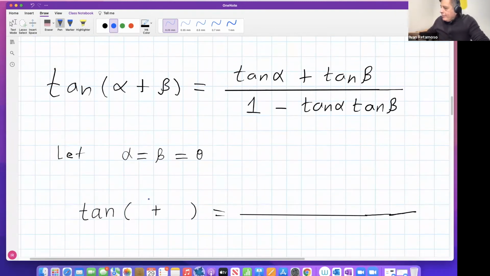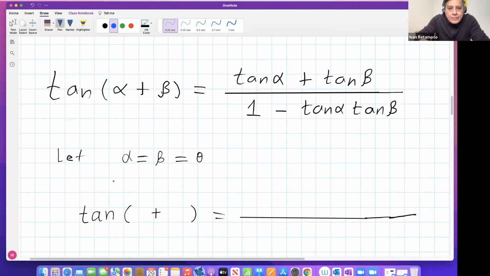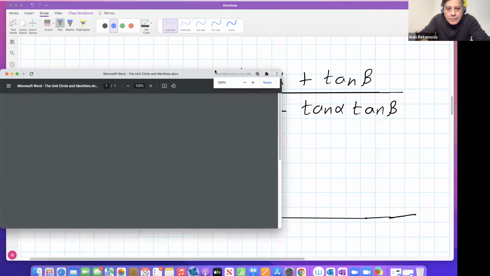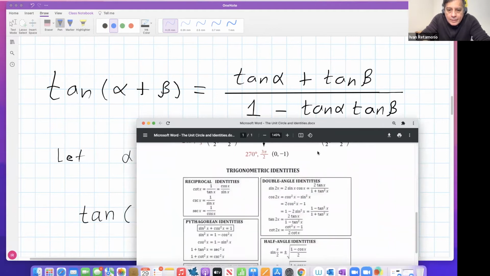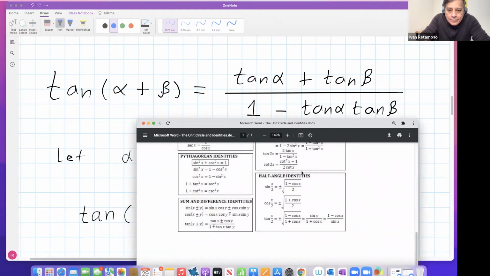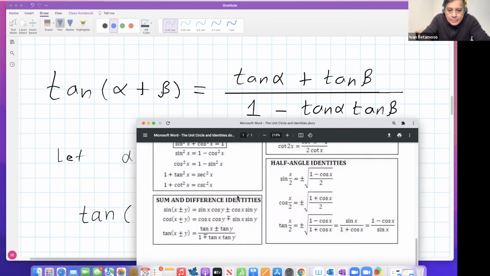All right. So, let's recall the general formula for tangent of alpha plus beta, right? That is tangent of alpha plus tangent of beta divided by 1 minus tangent of alpha times tangent of beta, right? You may memorize this formula, but if not, you have the option to go to the unit circle sheet. Where is this formula, Professor? In the bottom here.